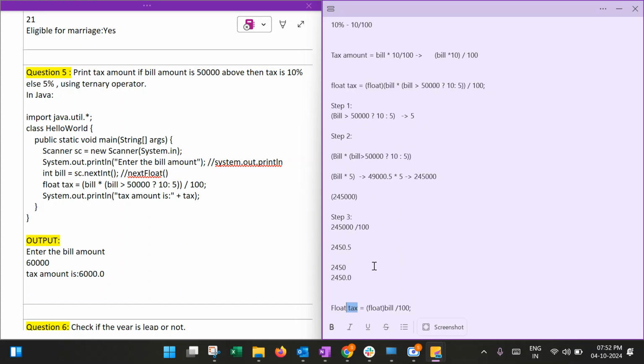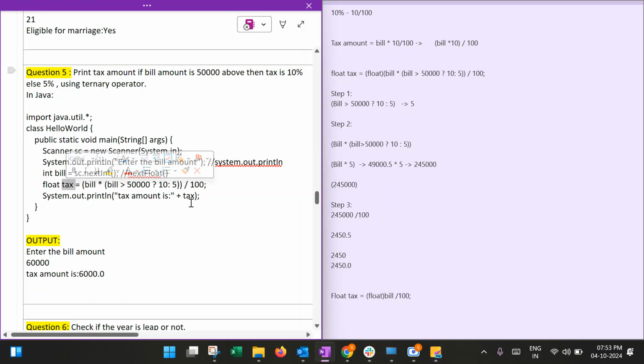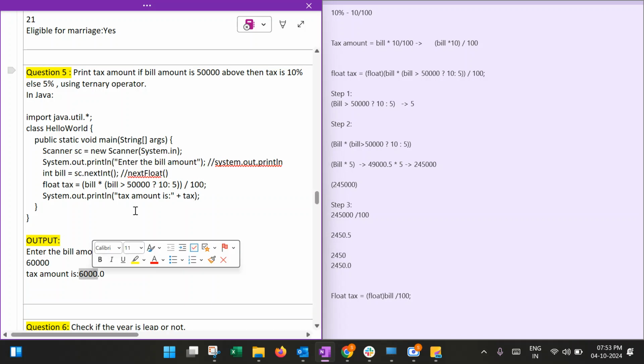So after the calculation, it will print the tax amount here. Whatever the tax amount comes to. The thing is, you are printing only the tax amount, excluding the bill amount. In some cases they will ask to print the whole amount including tax. At that time, what you have to do is add this tax amount plus the bill amount. You have to print 66,000.